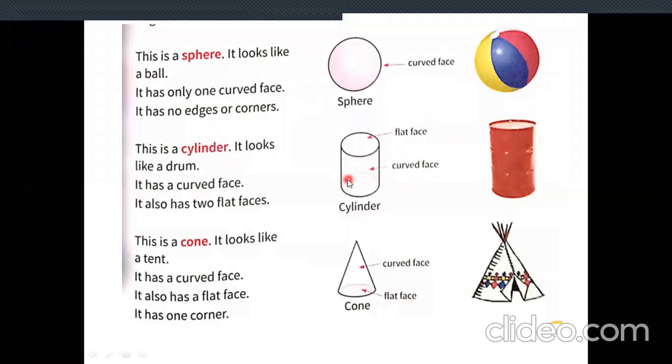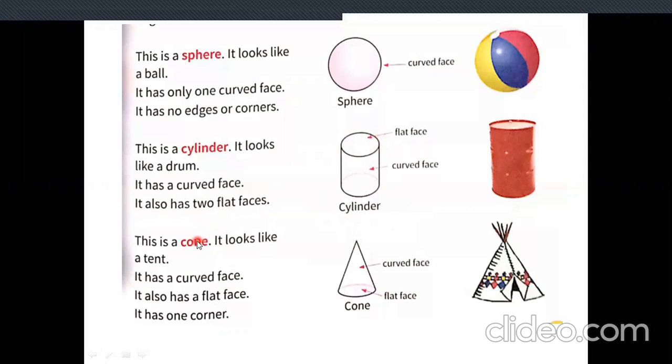It has a curved face and a flat face. Both it has. A cylinder has a curved face and a flat face. See here, up, it is flat. See here, it has a curved face. Okay, it has a curved face. It has two flat faces. Down one flat face, up one flat face.